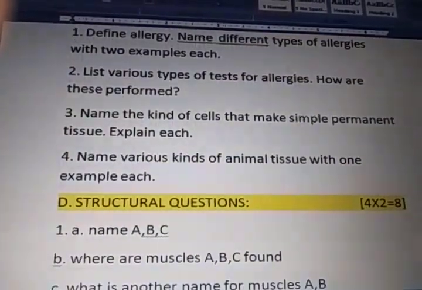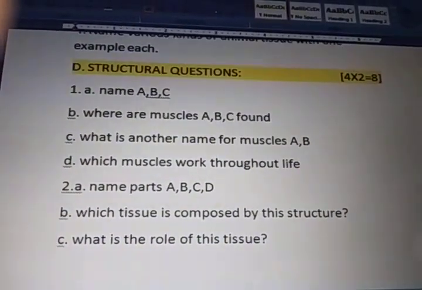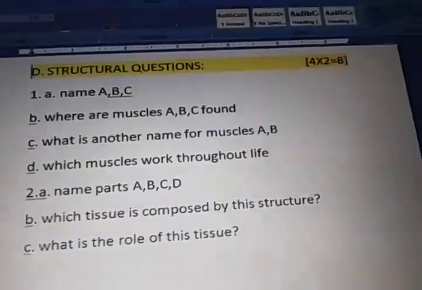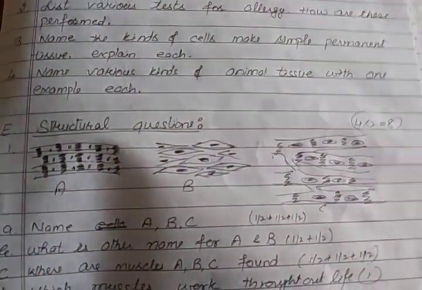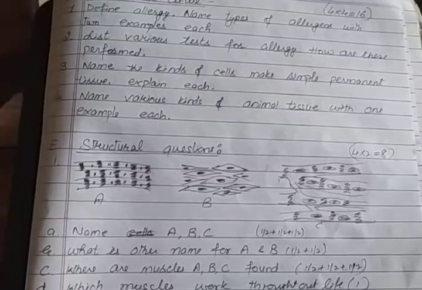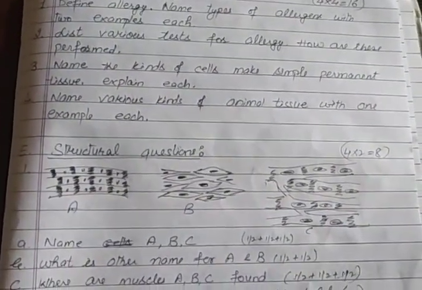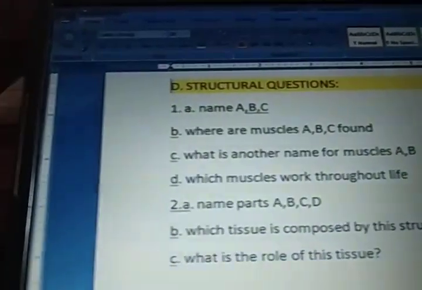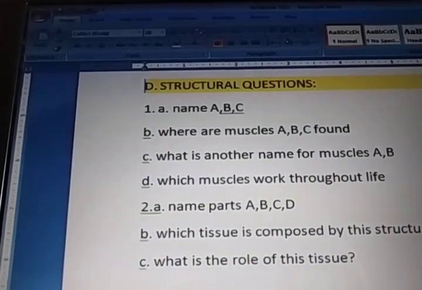Part E, structural question. There are 2 structures given in this question. First is this structure. There are 3 diagrams A, B and C. So you have to go through these diagrams carefully. Just go through these diagrams carefully and answer the questions. The question 1 is name A, B, C.